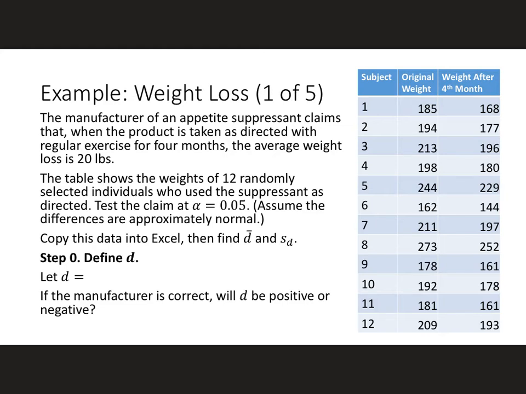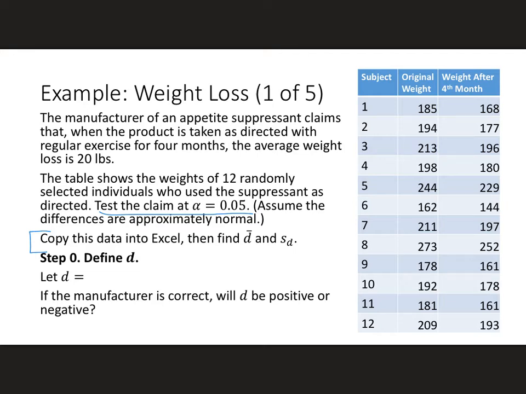Okay, so looking back at our weight loss example, we know that the manufacturer is claiming that when regular exercise is done for 4 months and this product is taken, the average weight loss is 20 pounds. We have our table. We're going to test the claim at an alpha of 0.05. We're assuming that the differences are approximately normal, and we are going to put this data into Excel. I'm going to go through this without Excel here, and then I'll also make a video of using Excel so that we can find our D bar and S sub D.